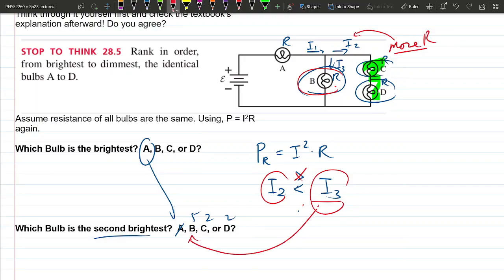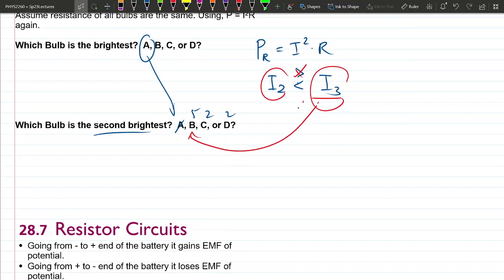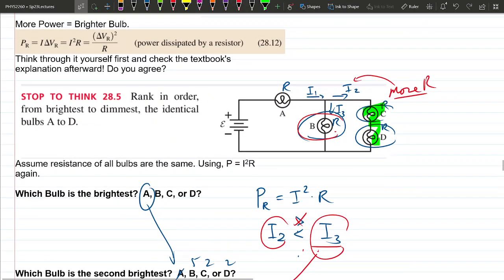Does that make sense? So you can figure all this out without plugging in numbers. Any questions about this slightly more complicated circuit before I go on to even more complicated ones?